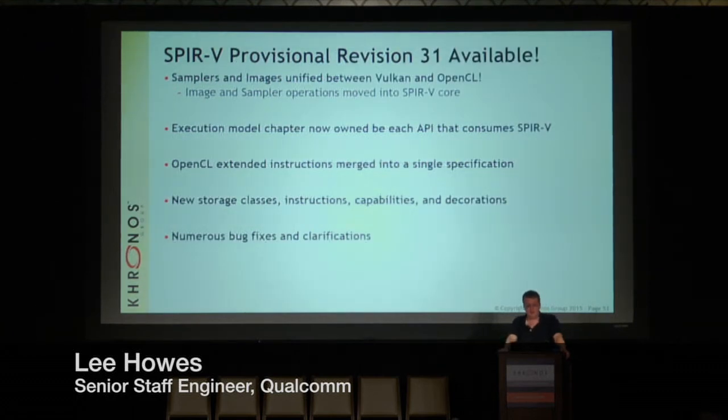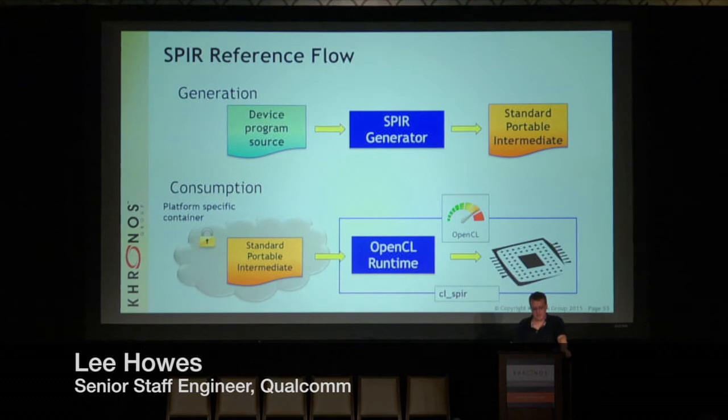So we have a new version of the provisional specification that we've just released. It's revision 31, which has taken into account various feedback inside and outside Khronos. We've restructured the spec a bit to separate execution model descriptions into sections that relate to specific consumer specifications. All the OpenCL extended instructions are in one set, and we have some changes to storage classes, capabilities, and so on. And of course, we have bug fixes and clarifications, as you'd expect with an evolving specification.